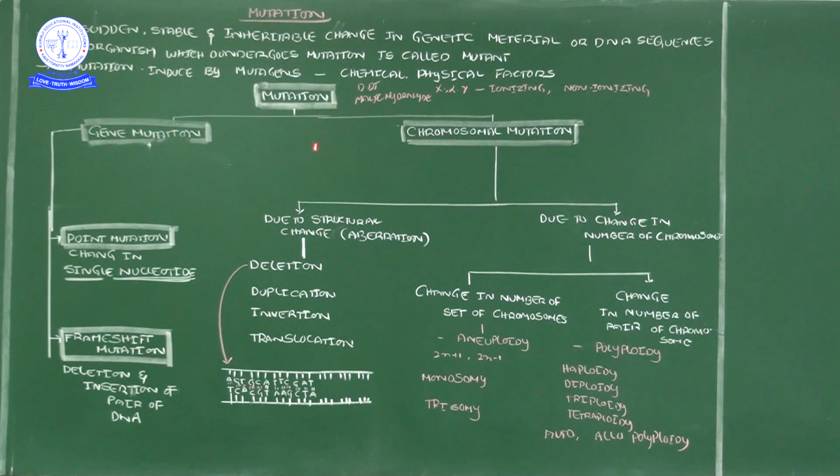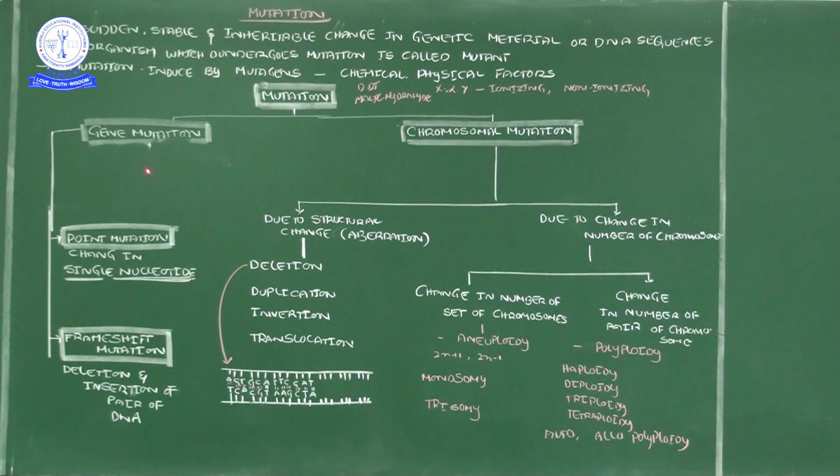Now we want to discuss the types of mutations. Mutations are of two types. One is a gene mutation, another one is a chromosomal mutation.